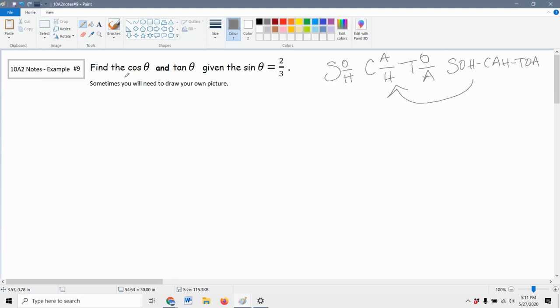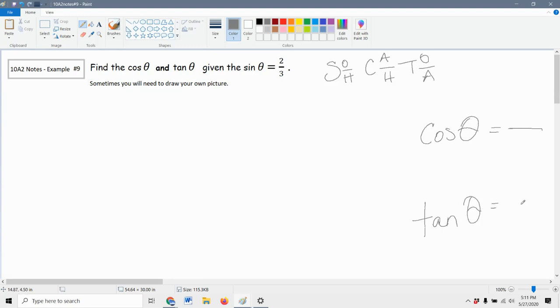Okay, and then we're going to write out, well, what is it that we're looking for? We're looking for the cosine of theta and the tan of theta, right? So we'll go ahead and write that out because we know that's what we need. So the cosine of theta, that's going to be a ratio, and the tan of theta, also a ratio. Now, what we're given is that the sine of theta is 2/3, or 2 over 3.